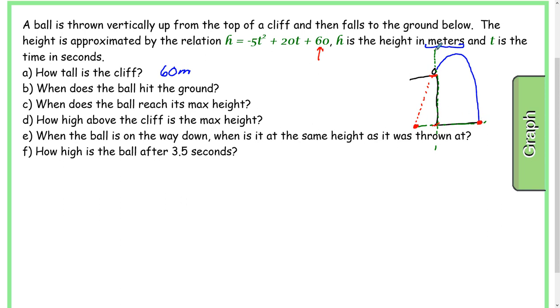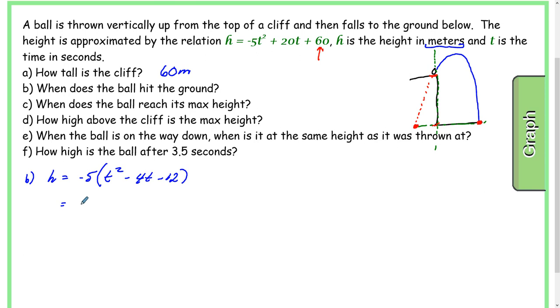And what is this? Well, I've created my axes right here. So if my graph is coming up and comes down and hits the axes right here, this is going to be my x-intercept. So when does the ball hit the ground? I need to find my x-intercepts. The height is going to be 0, which means I need to find my x-intercepts. So I'm going to take my equation. So part B. So h, I'm going to factor out the -5. And I'm left with t squared, subtract 4t, subtract 12.